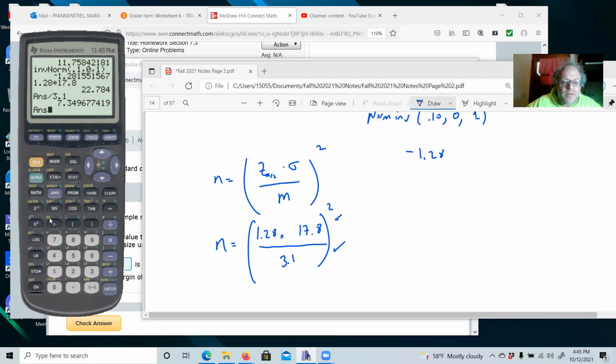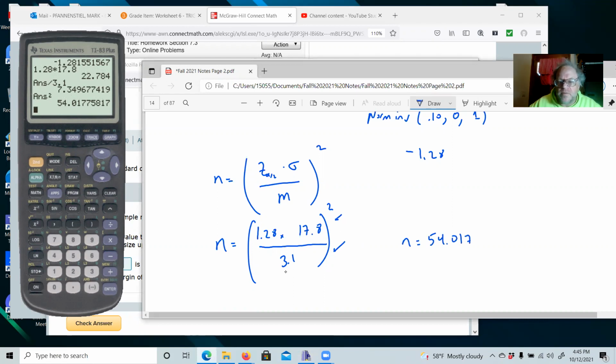Oops, I don't want to do that. I want to square it. And then equals. So n is equal to 54.0117 and some stuff. Now, a lot of times we'll say round, but I don't mean round. I mean we're going to boost to the next whole number. So my n is going to be 55. It's like, wait, it's 0.01? We're not rounding, we're boosting.